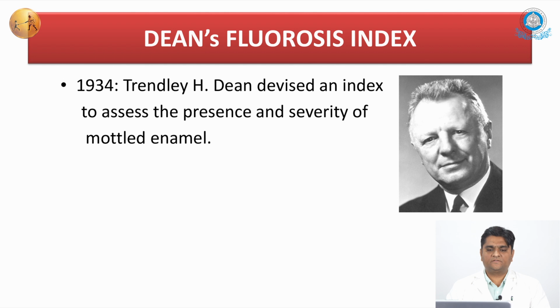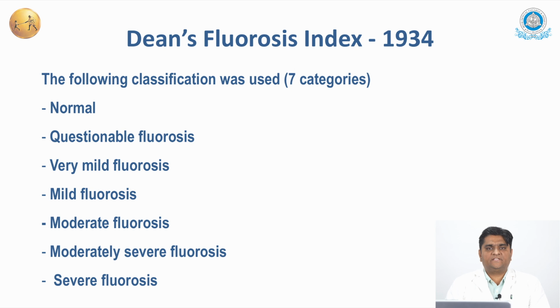Talking about the Dean's Fluorosis Index, it was given in the year 1934. Trendley H. Dean was the person who devised this index to assess the presence and severity of mottled enamel. Now, Dean's Fluorosis Index had 7 categories which range from normal, questionable, very mild, mild, moderate, moderately severe, and severe fluorosis.